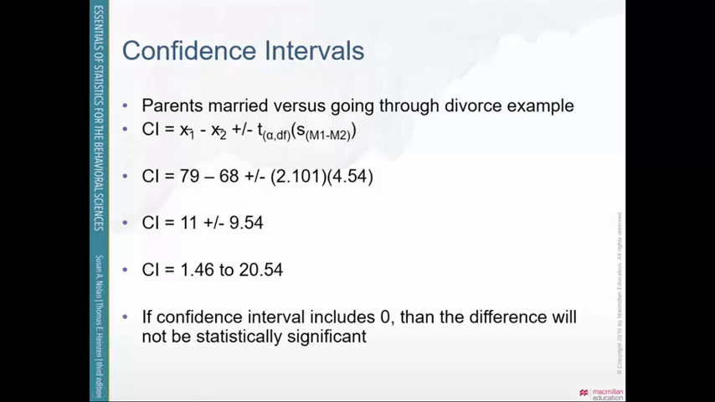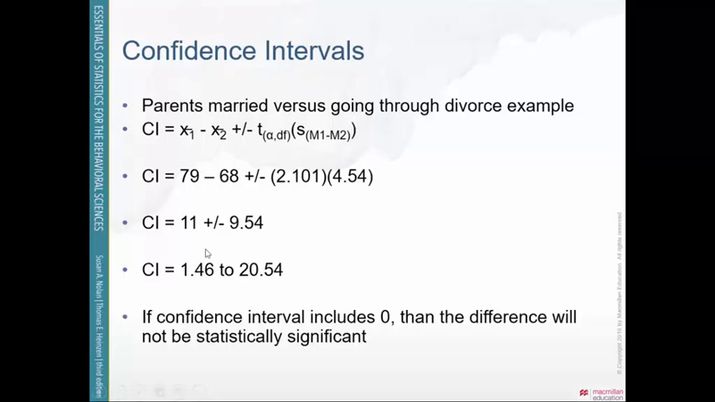But remember, we don't really care about our sample. We care about what's happening in the population, where there are millions and millions of children whose parents are married and millions of children whose parents are going through divorce. So when we create this confidence interval, we take our sample mean as our best starting point. We use variability, we use number of subjects, we use all sorts of things that go into this computation.